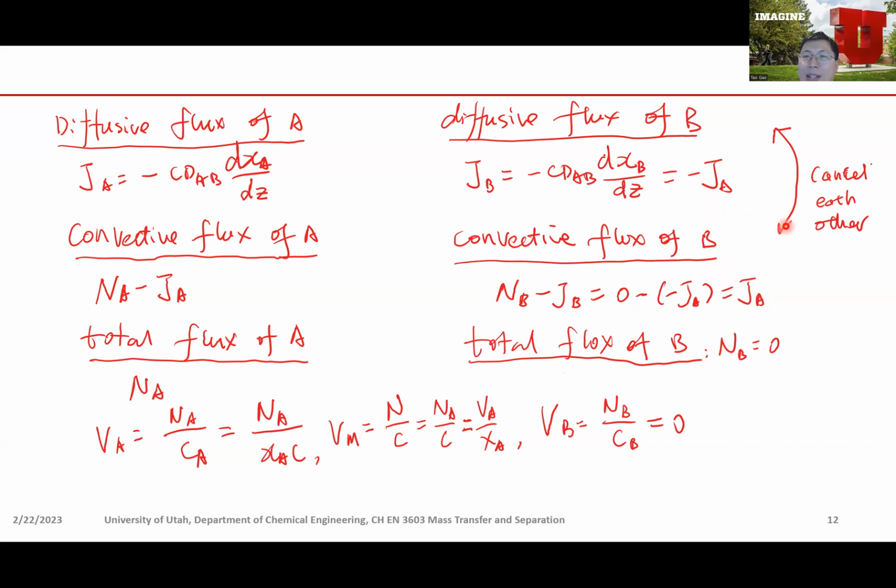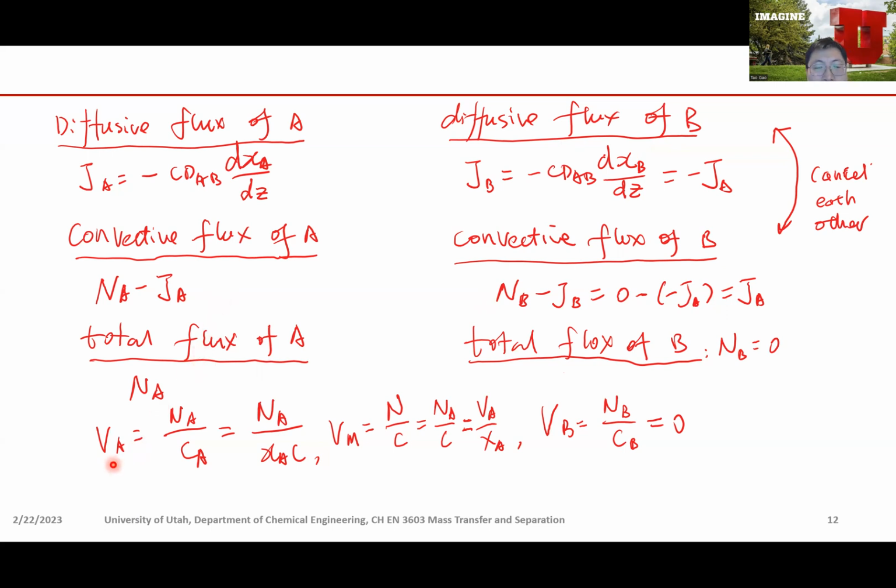Which means although the total flux of B is 0, we do have both a diffusive flux of B, the diffusive flux of air that's going down into the beaker, but this diffusive flux of B is basically canceled by the convective flux of B from the water-air interface upward. So now we have the diffusive flux, convective flux, and total flux.